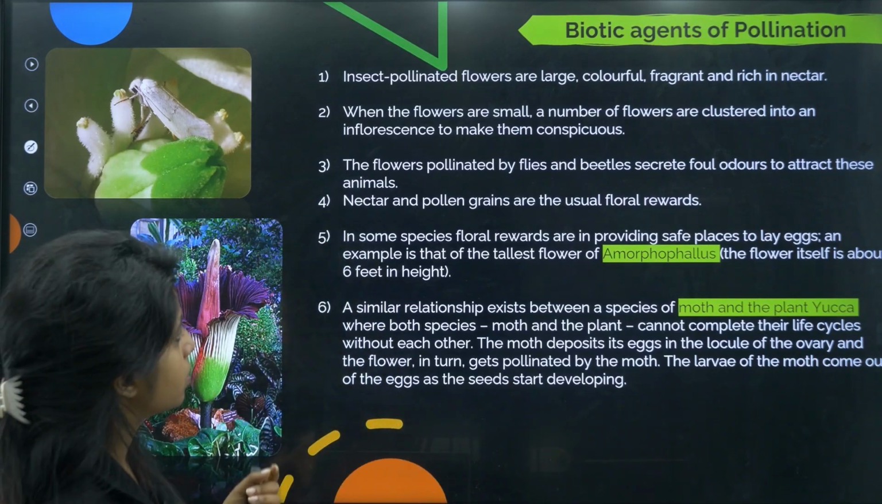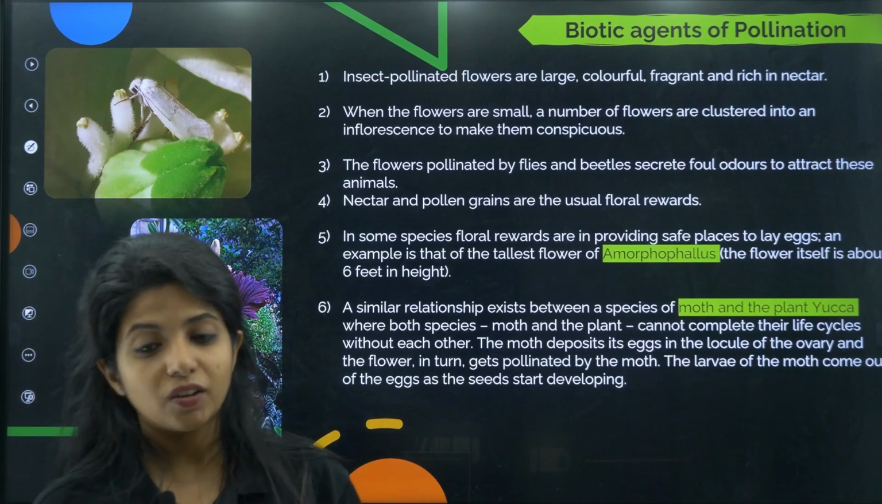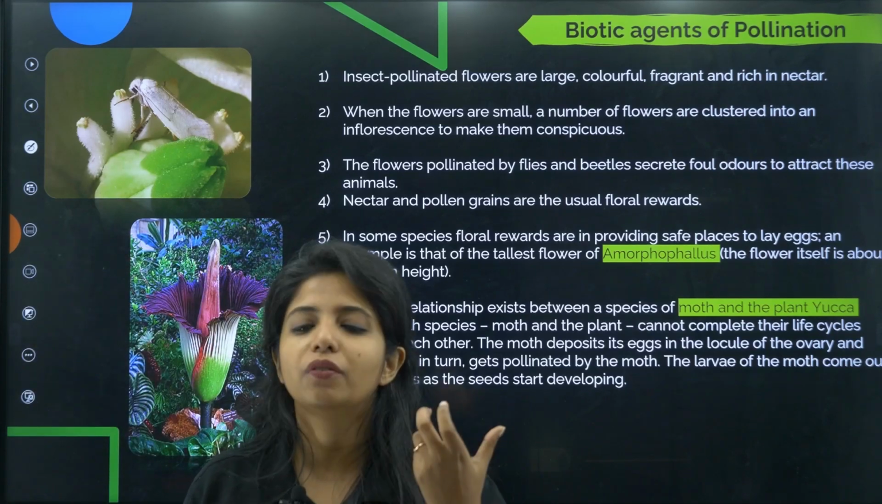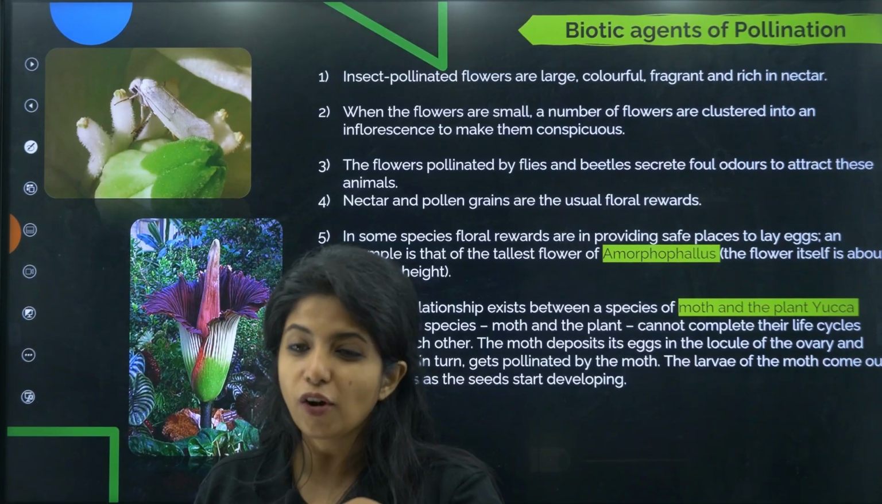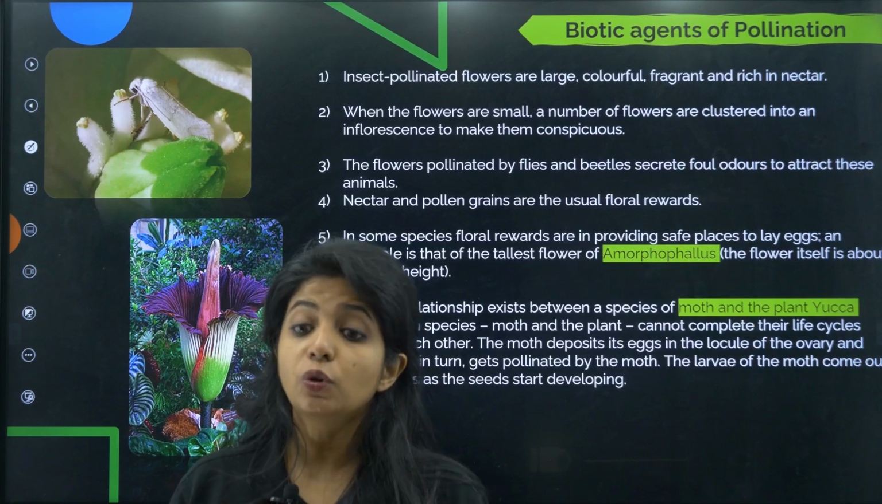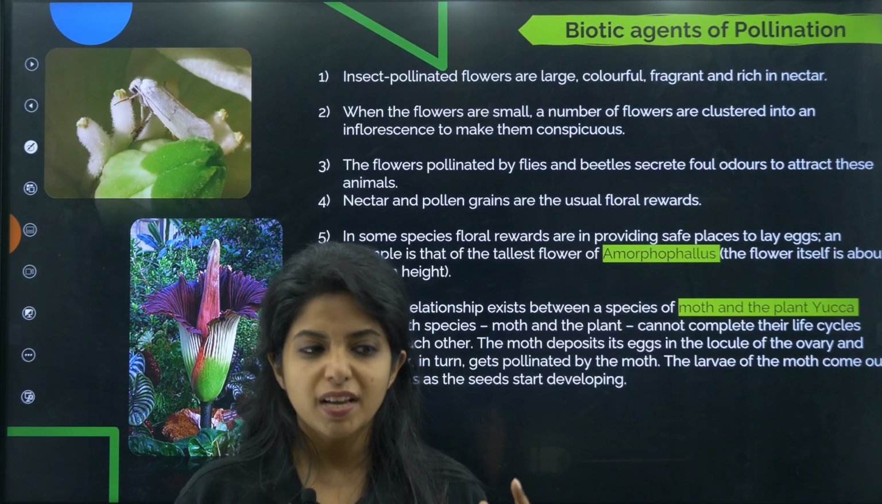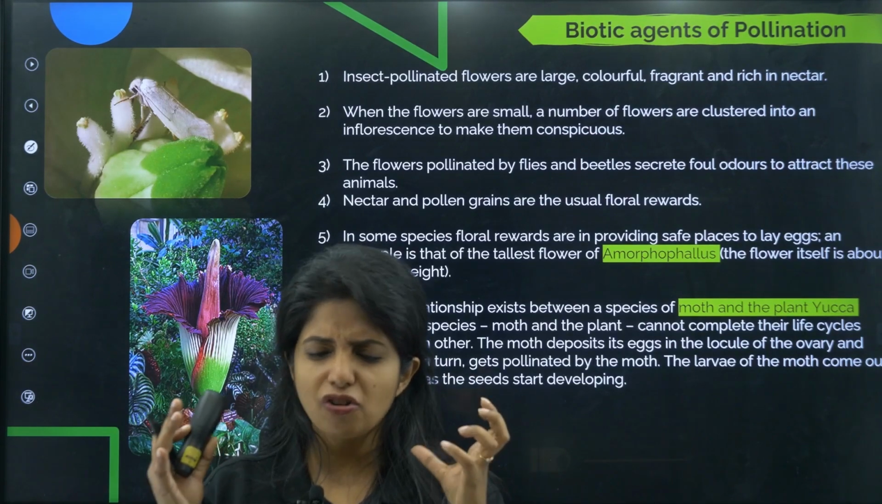Please understand the difference. Now the flowers pollinated by flies and the like do not need fragrance, as in good fragrance. They need a bad, foul smell, so that the flies can come. You know Rafflesia, I have spoken about Rafflesia. It has a very bad smell, like a rotten egg.